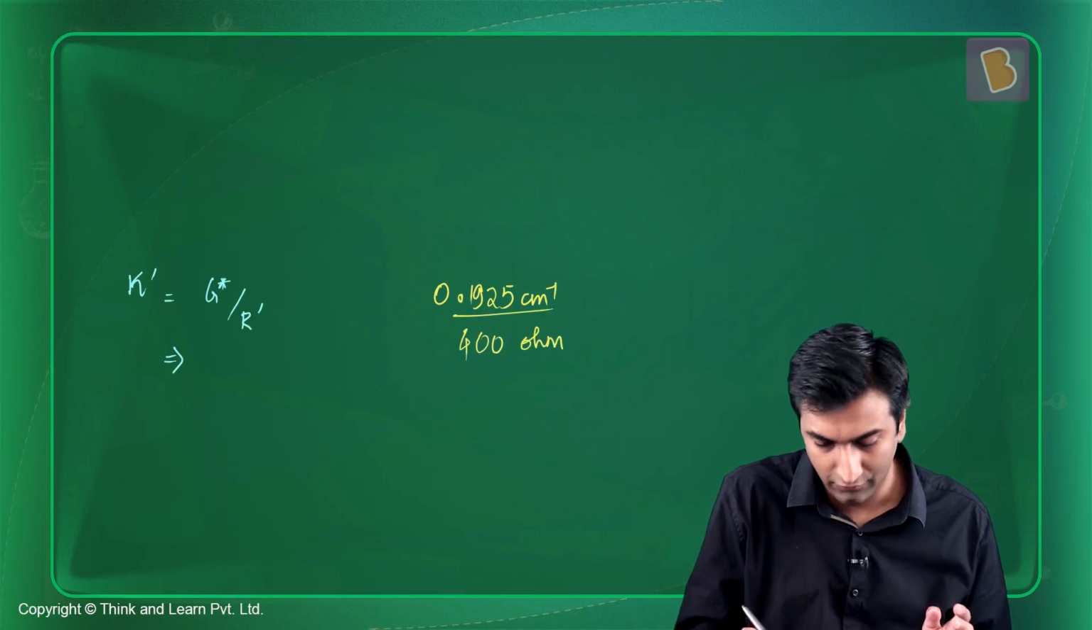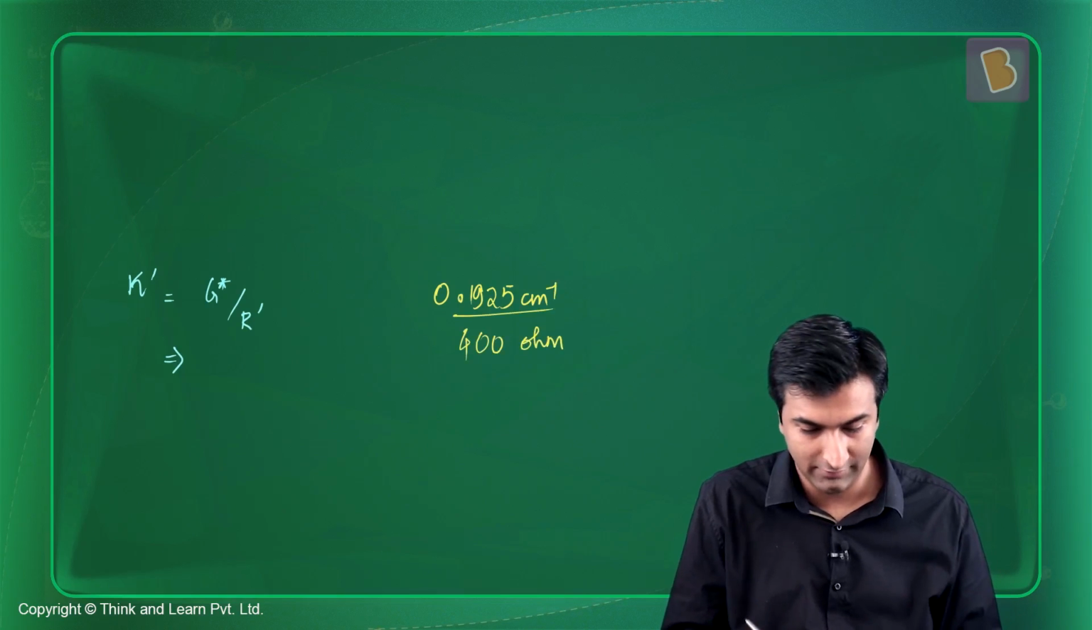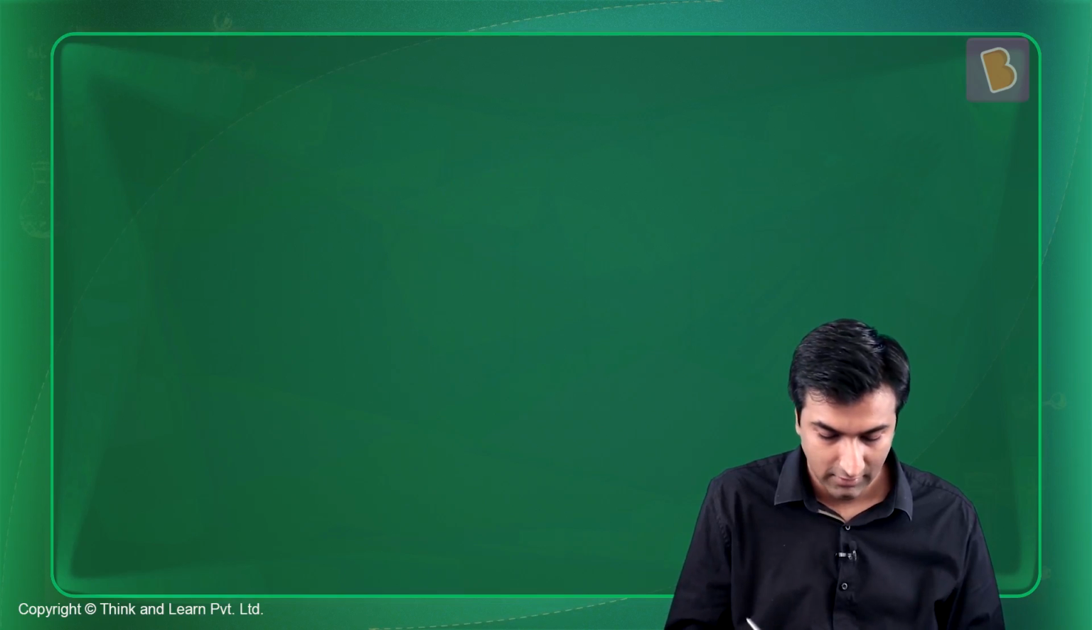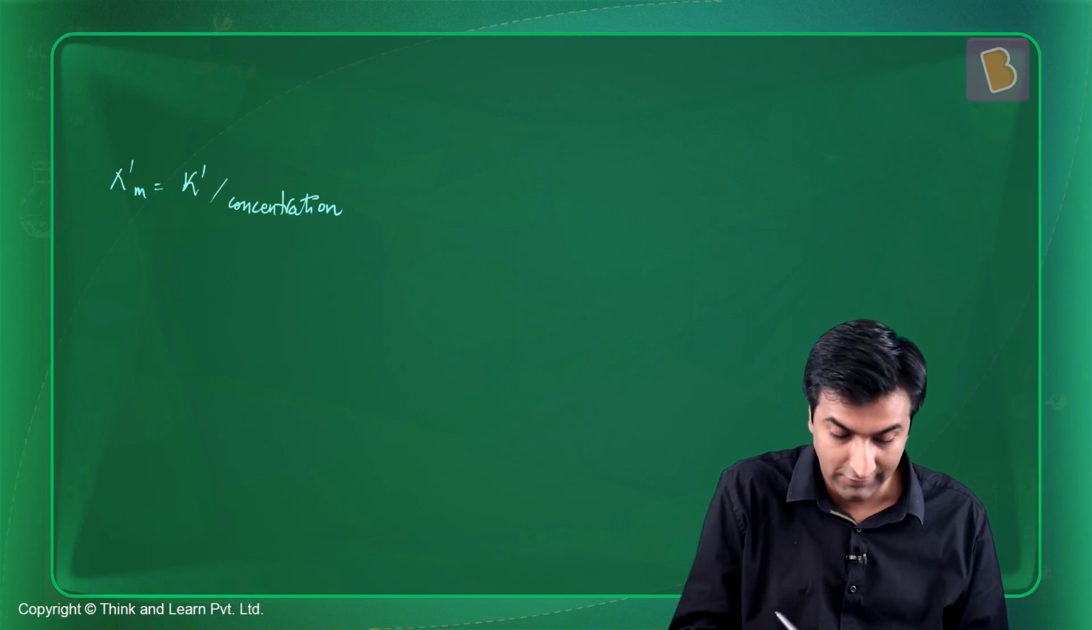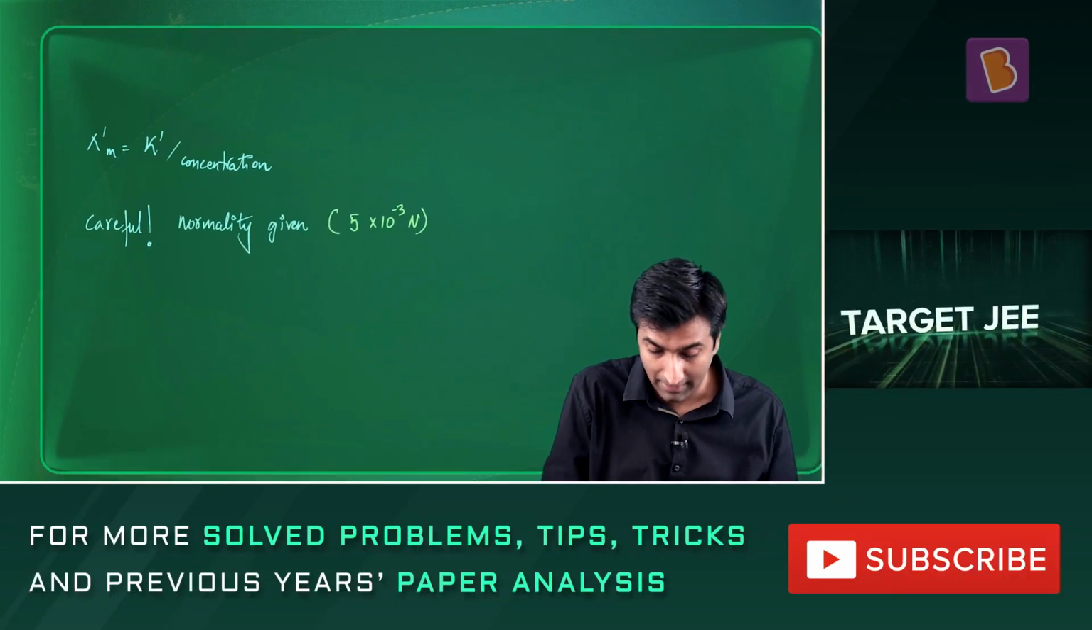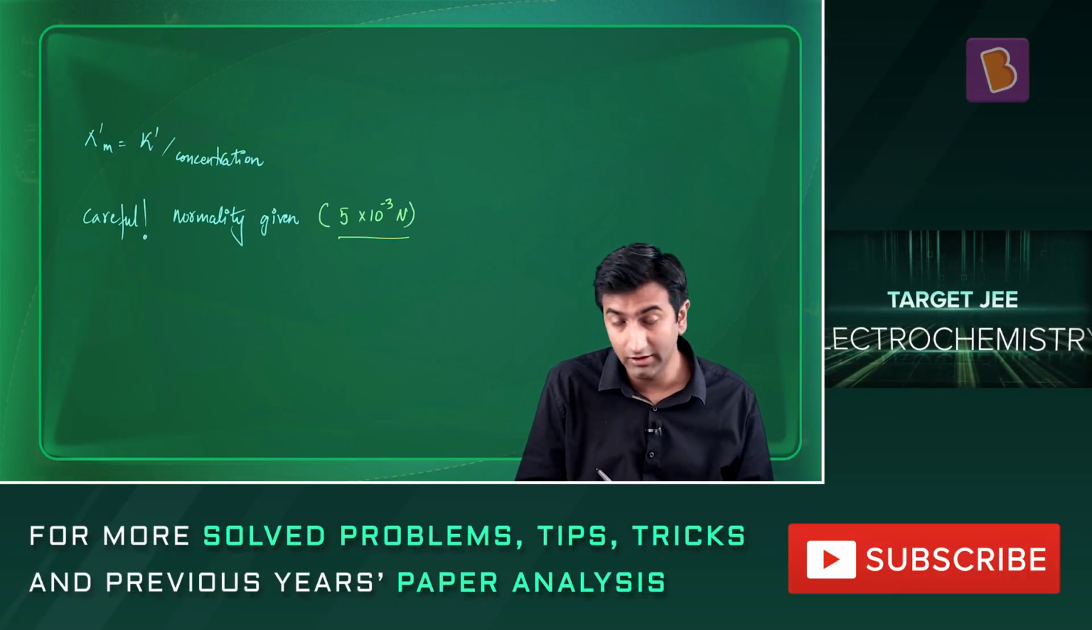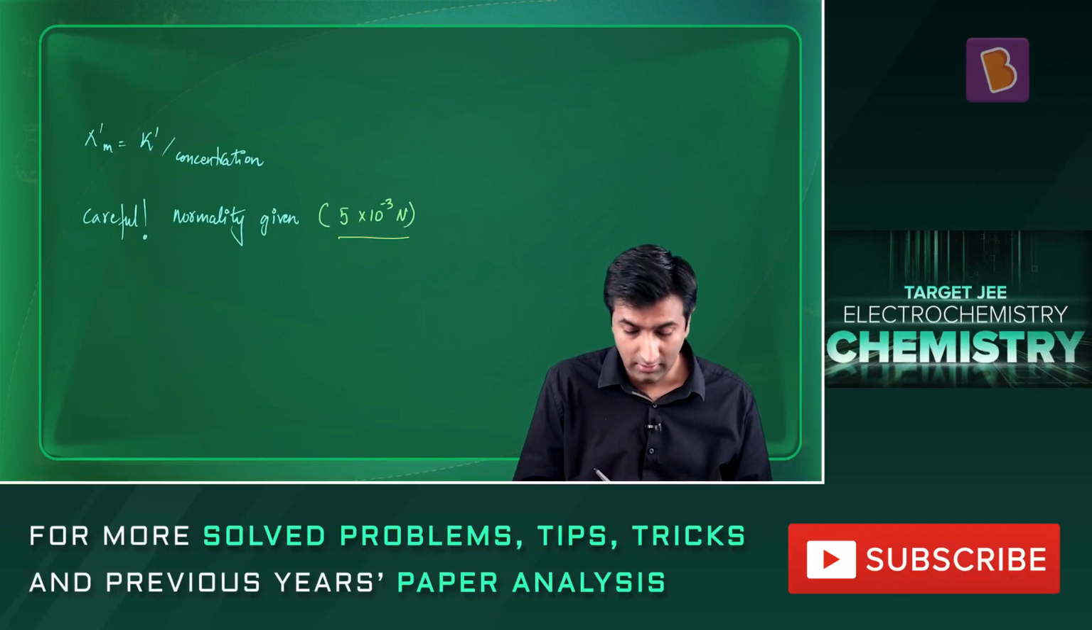So let's take care of the units. I always write it down in this manner. So you have this. And let's now find out lambda dash M, which is K dash divided by concentration. One thing you need to be careful about is that the normality is given to you, not the molarity. We need to do things in terms of molarity.